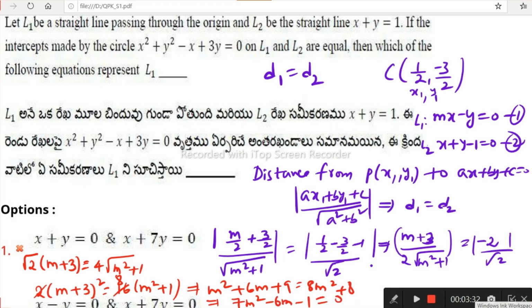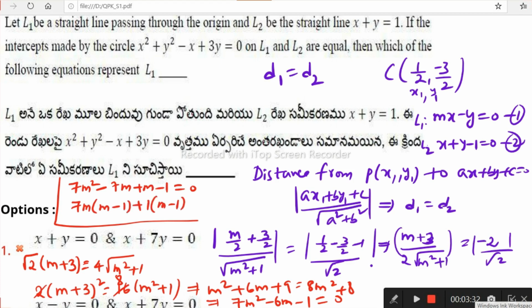We can factorize it. I am doing the factorization in the upward direction, so you can understand it easily. 7 times 1 is 7, 7 minus 1 is 6, so that is 7m square minus 7m plus m minus 1 equals 0. Factorizing by taking 7m common: 7m plus 1 is common, m minus 1. From this you can get the m values are 1 or minus 1 by 7.